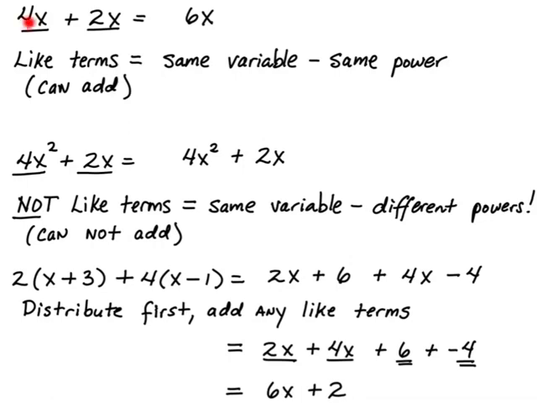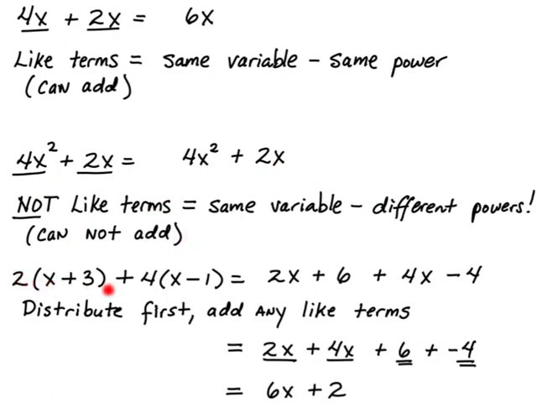Here, I have 4x plus 2x. These are like terms because they have the same variable, x, to the same power. Both are just plain x, so we can add those to get 6x. Alright, when I have 4x squared plus 2x, these are not like terms. Although they have the same variable, those variables are to two different powers. One is x squared and one is x, so you cannot add those.